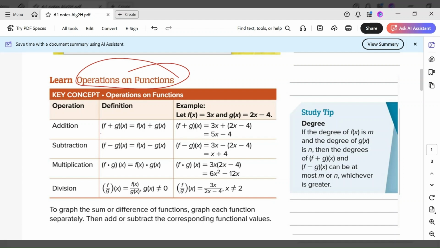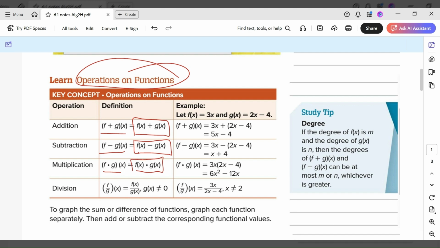If we see f plus g of x, you can separate it into two individual pieces of f of x plus g of x. When we do subtraction, again, if it says f minus g with an x on the outside, split them up into two individual pieces, f of x minus the g of x. Multiplication, if we see f dot g with an x, it means we're saying f of x times the g of x. If we see the word division and we see f over g, you're just going to write f of x over the g of x.